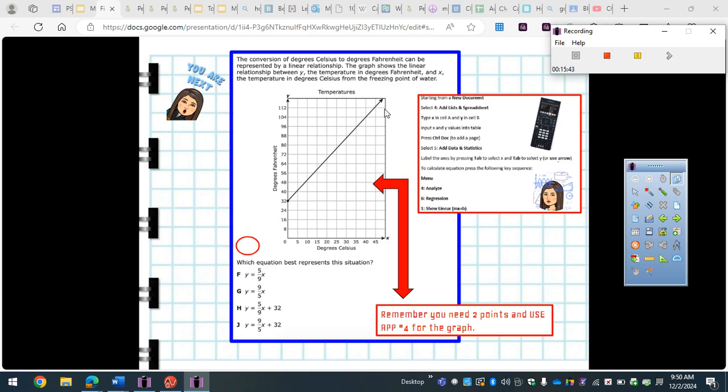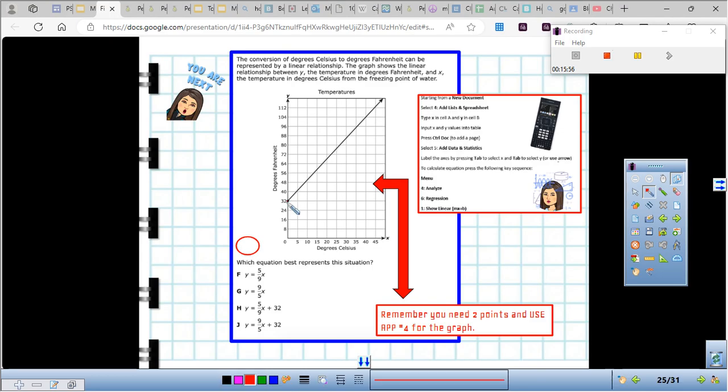Same idea here. Once I see this graph, guys, automatically 2 points. Lists and spreadsheets, menu 4, 1, 3. Just do it. This is my y-intercept right there. What does that tell you? It cannot be this one. It cannot be this one. And then we get another point here. I think that was the best one right there. So this coordinate here is 0, 32. And then 40 and 104. Okay, so 0, 32 and 40, 104.